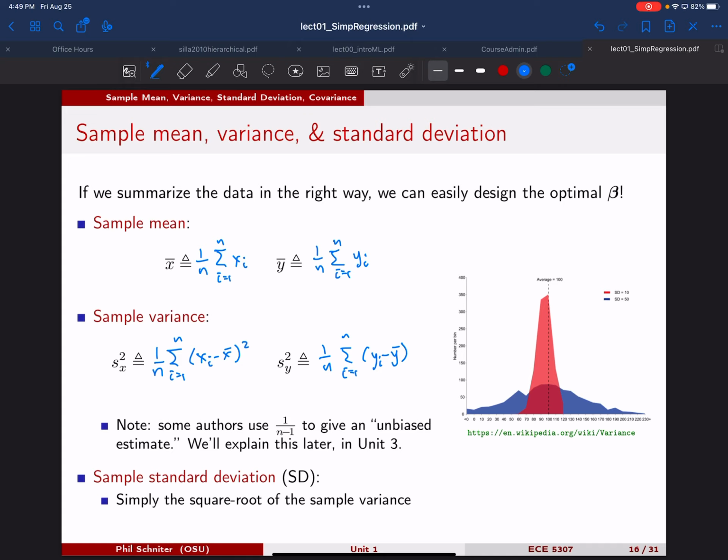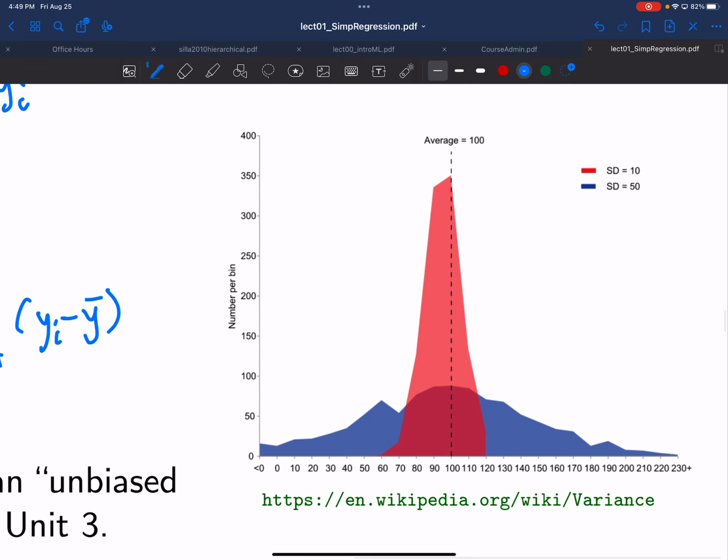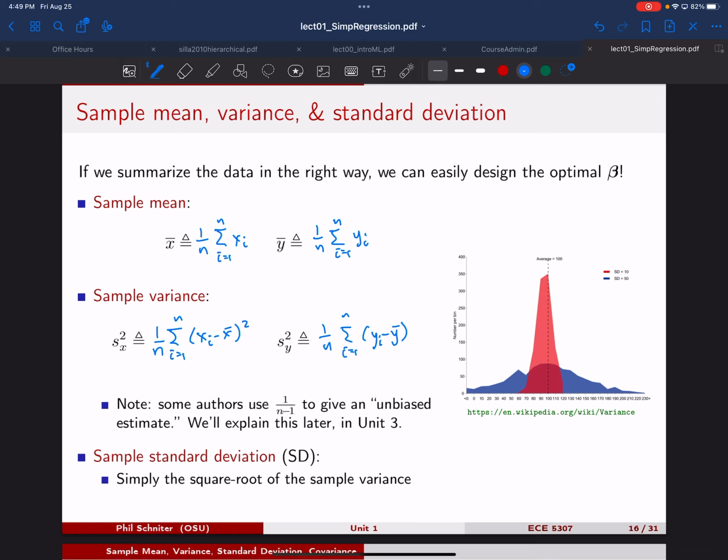Okay, and so just some intuitions here. One more thing: the sample standard deviation. Do you remember what the standard deviation is relative to the variance? It's the square root of it. Exactly. It's just the square root. So that's just going to be like Sx, Sy. Notice that over here we actually put a square on there, so I'm just removing the square.